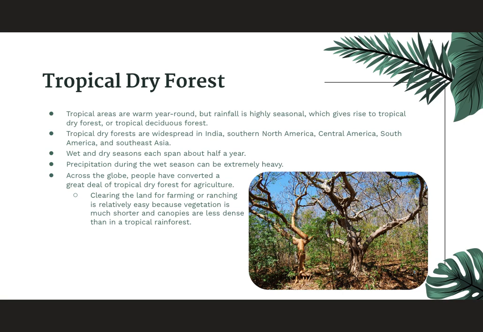Wet and dry seasons each span half the year. Precipitation during the wet season can be extremely heavy. Again, precipitation is simply the rain. Across the globe, people have converted a great deal of tropical dry forest for agriculture. When we do this, we clear the land for farming or ranching, and it's relatively easy because the vegetation here is much shorter and the canopies are less dense than in a tropical rainforest.